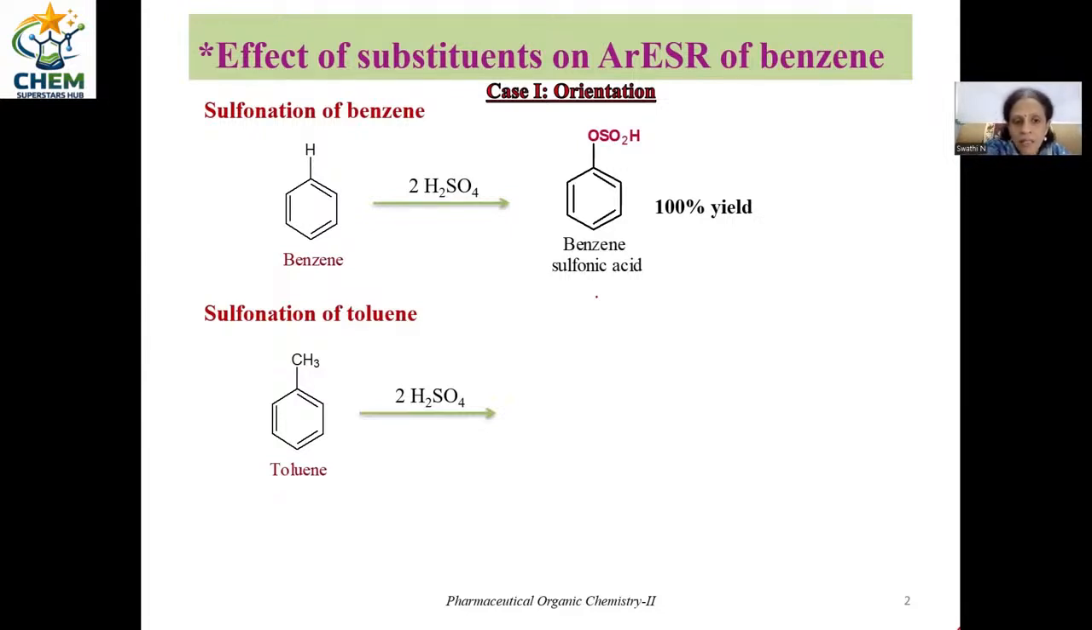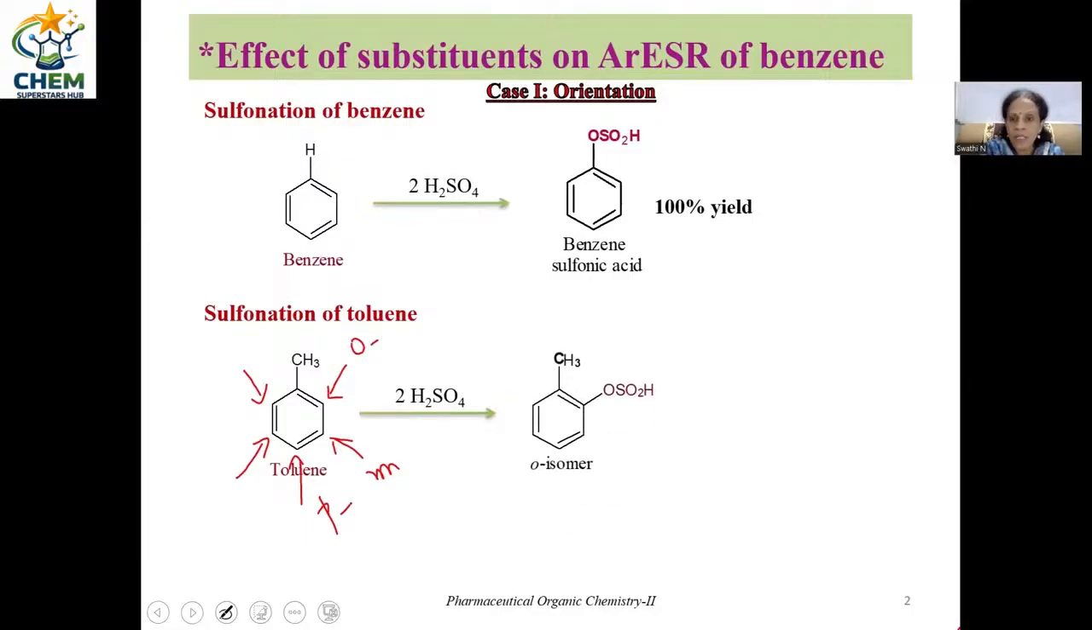3 chances. That is, it can attack at the 2 ortho positions. These are the 2 ortho positions. Or it can attack at 2 meta positions. So these are the meta positions, or it can attack even at the para position. So this 4th position, which is exactly opposite to that of the methyl group on the benzene ring system, is the para position. So the next incoming sulfur trioxide electrophile can attack either at ortho position, meta position or para position. That means there is possibility for the formation of 3 isomers of disubstituted products.